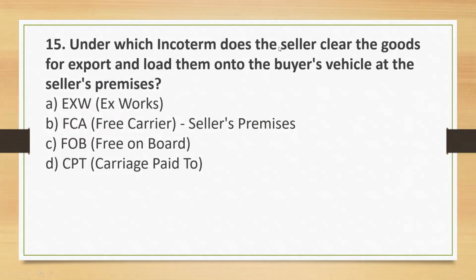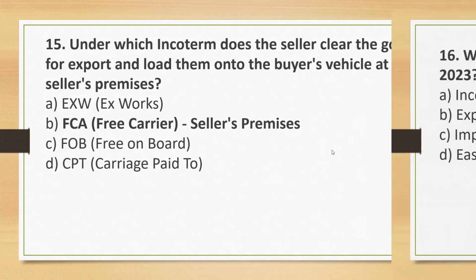Under which Incoterm does the seller clear the goods for export and load them onto the buyer's vehicle at the seller's premises? EXW, FCA, FOB, CPT. Let's see the right answer. That is FCA, free carrier. That is the seller's premises. This answer is already mentioned here. Okay, let's see the next question.